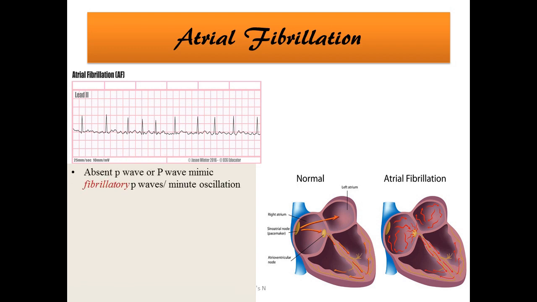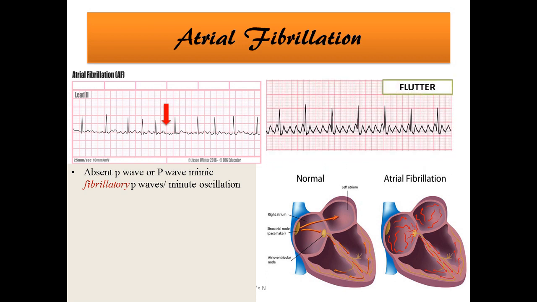The first thing is there is an absent P wave, or the P waves will look like fibrillatory P waves. So, what are fibrillatory P waves? It will look something like this. If you want to compare it with atrial flutter, it will look something like this. In atrial flutter, the P waves will have similar morphology, but on a fibrillation strip, you will not see similar morphology, rather you will see fibrillatory P waves.